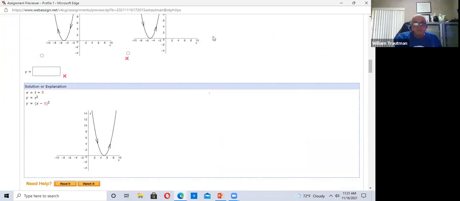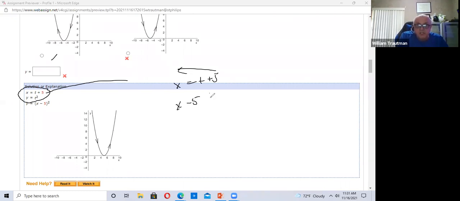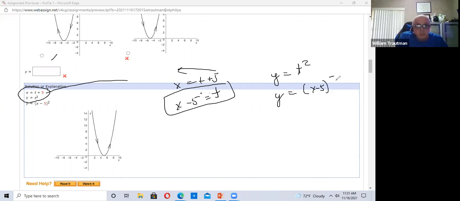Okay. So now we've got to find the rectangular equation. Take one of the equations and solve for t. Let's take the first one: x equals t plus 5. Just take the 5 to the other side. Then we plug this into the other equation. The other equation was y equals t squared. And so y equals (x minus 5) squared. And there's our answer.